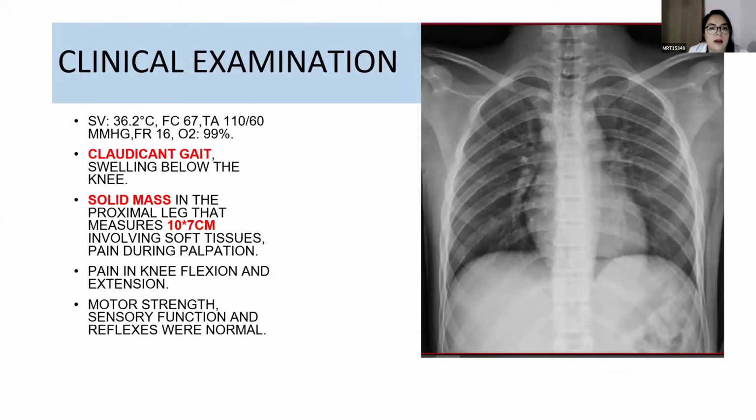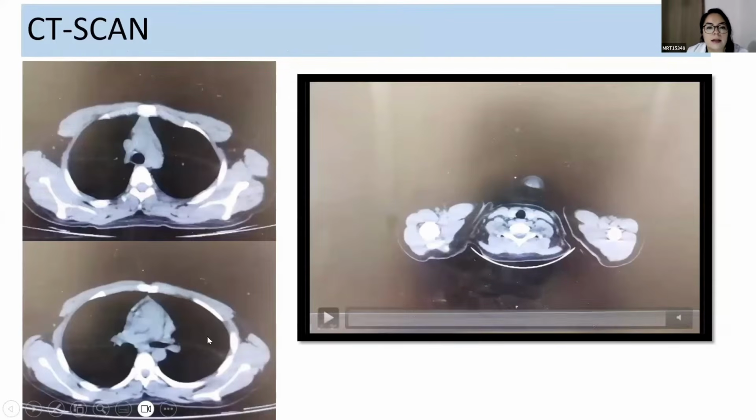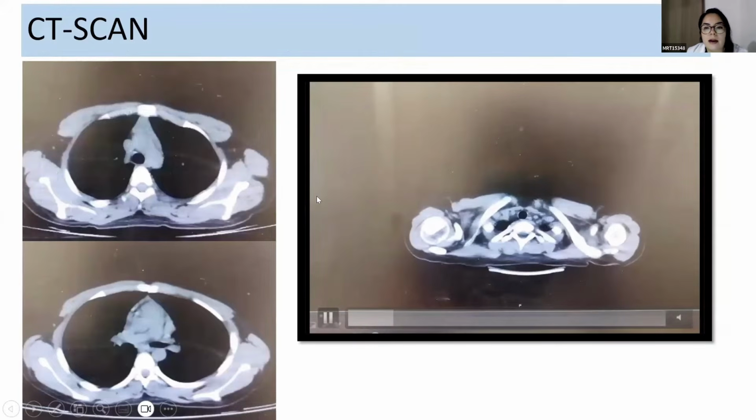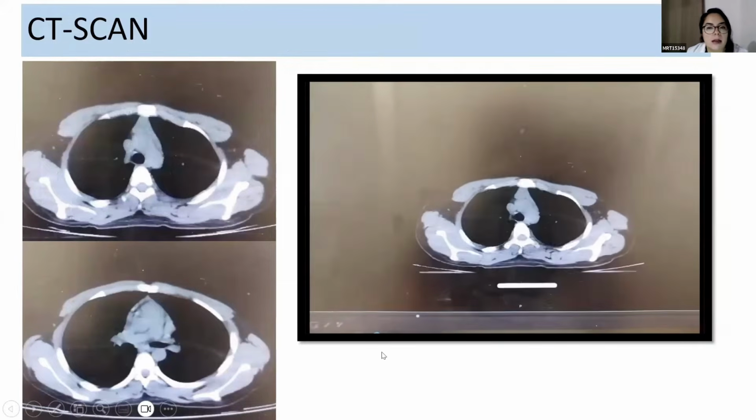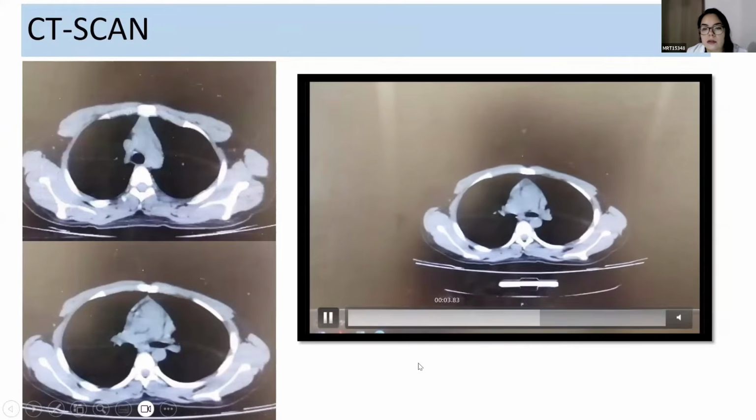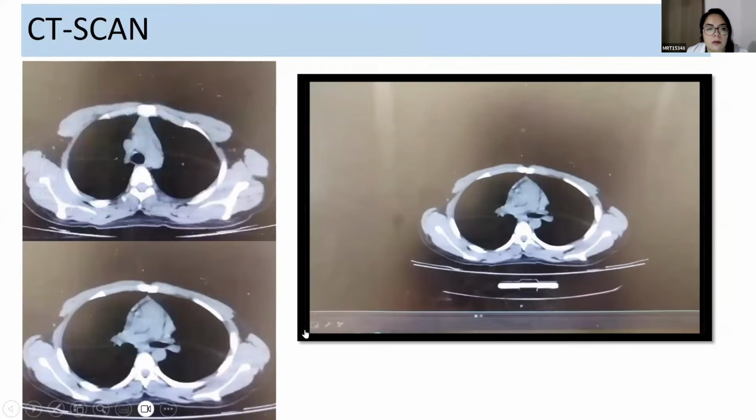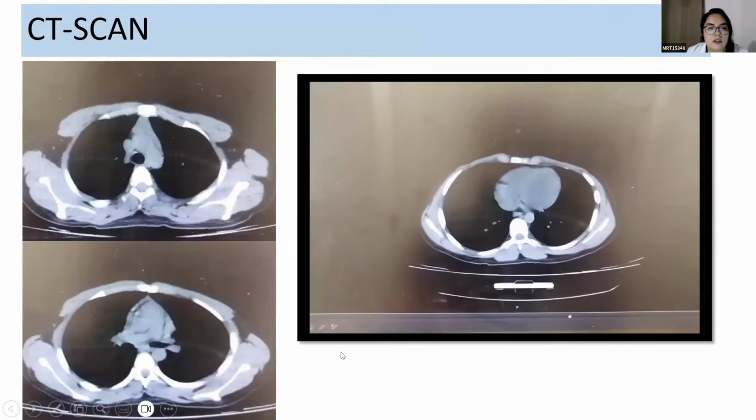So we made a CT scan of the chest. We can see here some pictures and a video of the CT scan. We didn't find anything like nodules or other tumors. It was normal, completely normal. So we proceeded to do an MRI.